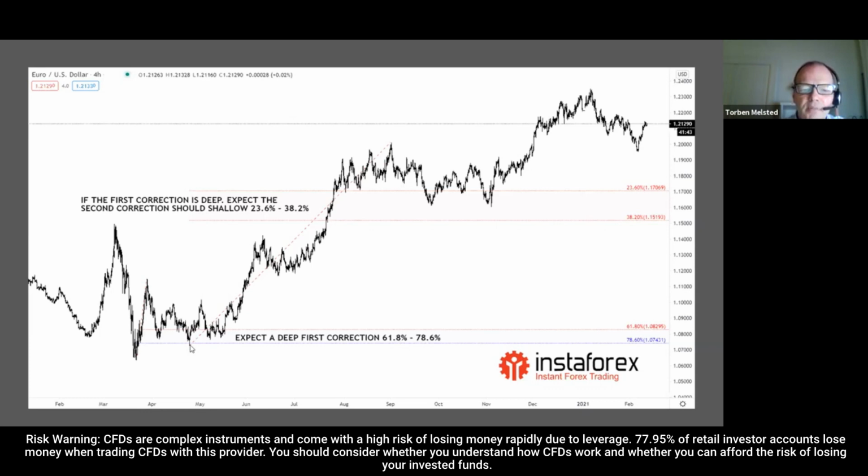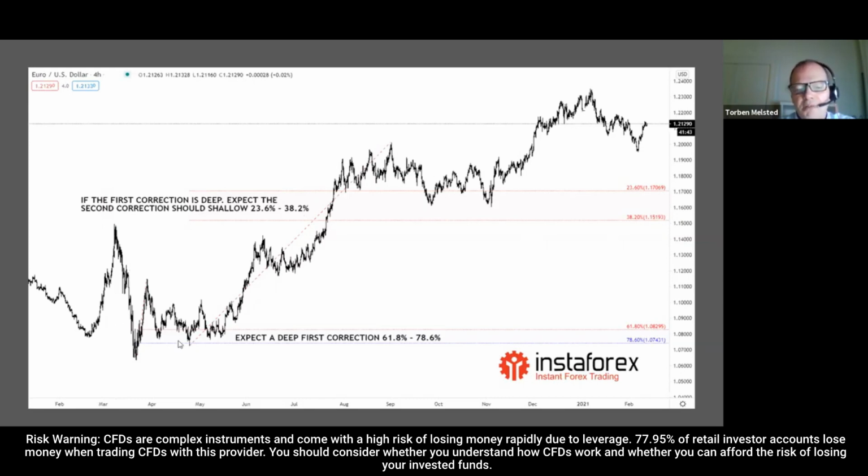However, if you look from the end of April to the beginning of September and take the same Fibonacci's there, you have the 23.6 to 38.2. And if your first one was very deep, as you saw down here in April to May, then expect the next one to be shallow from this one. And you can see it stopped in between the 23.6 and the 38.2. And that's very common. One is pretty deep and the other one is shallow.